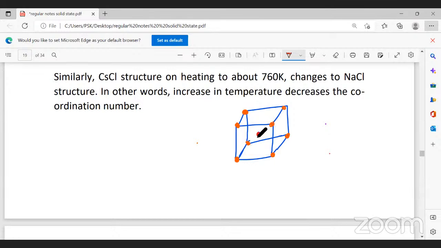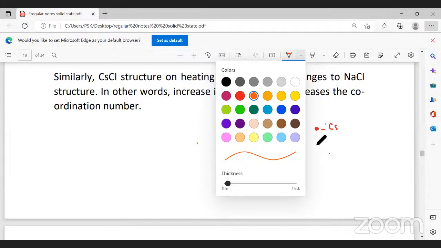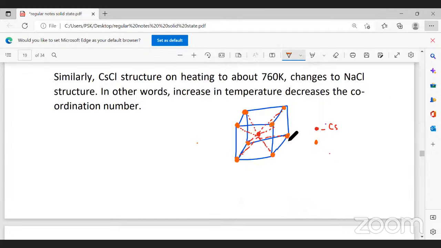Now this particle at the center is associated with all the other 8 particles. I'm drawing a bond in a broken line. Yes or no? Yes, sir. This red is cesium. This orange color is chlorine. Now tell me, is cesium bonded to 8 chlorine atoms? Yes or no?